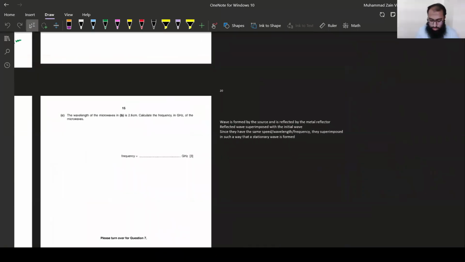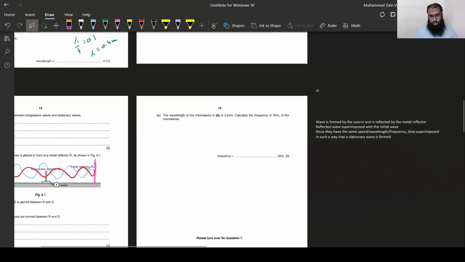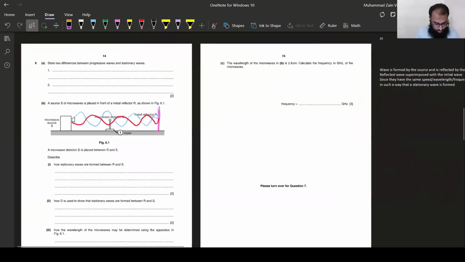Obviously they should have the same speed, but when it comes to electromagnetic waves, all electromagnetic waves have the same speed. So that's not something unique to these stationary waves. What's unique to these stationary waves is that the wavelength and the frequency are also the same. Either of the terms, frequency or wavelength, being the same means the other one would obviously be the same. So that's how we write this.